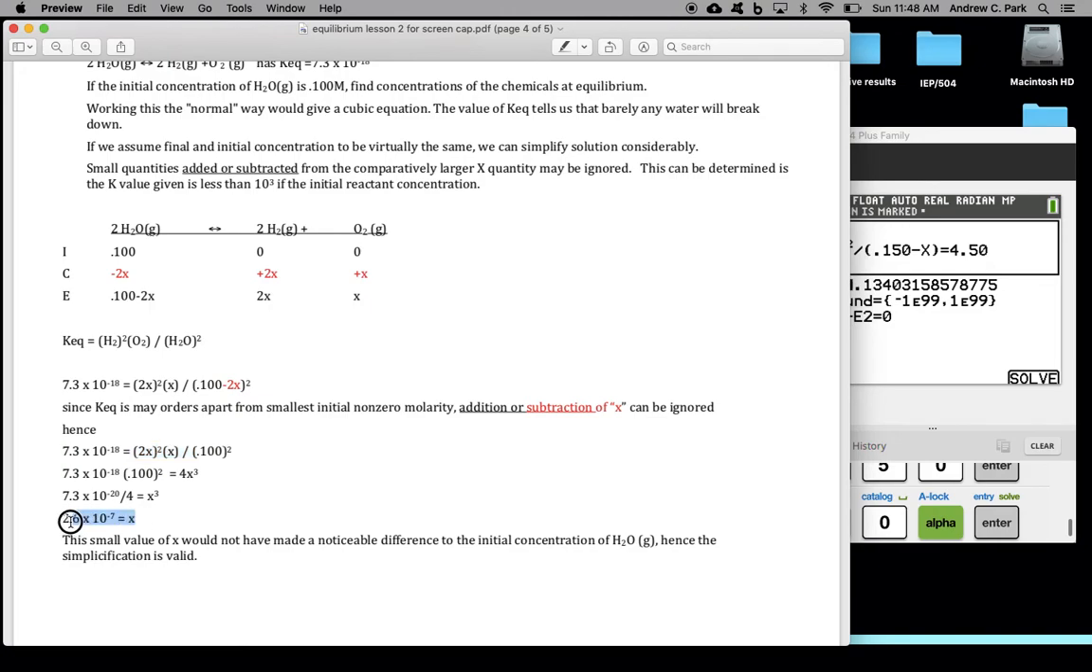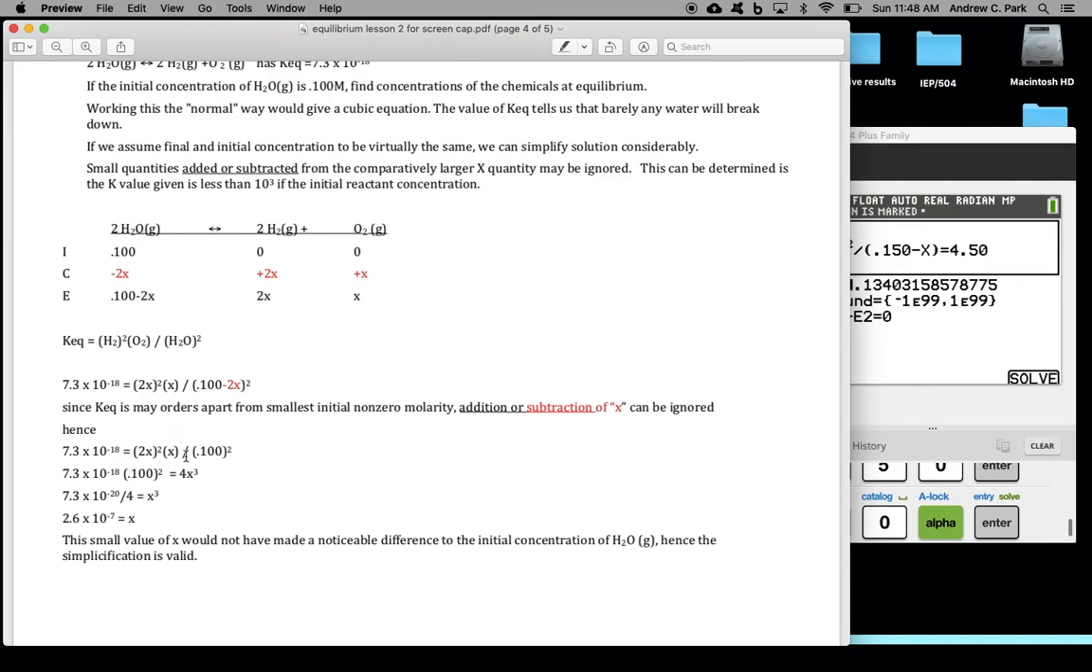Now, when you substitute this value in here, x is so small that after rounding, you're not really changing this value. At equilibrium, the concentration of H2O is still 0.100. So that means our simplification was totally justified. We could totally do that.